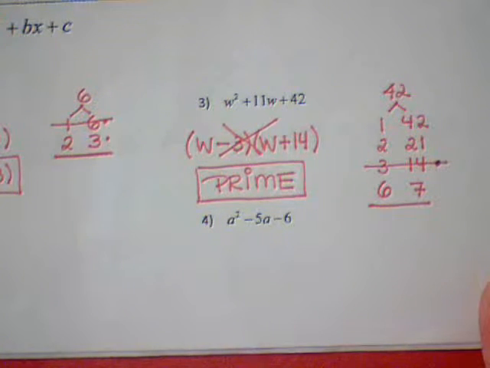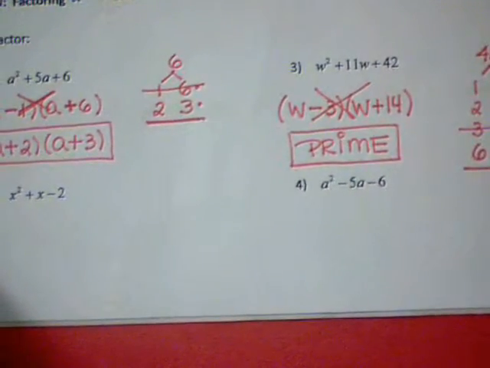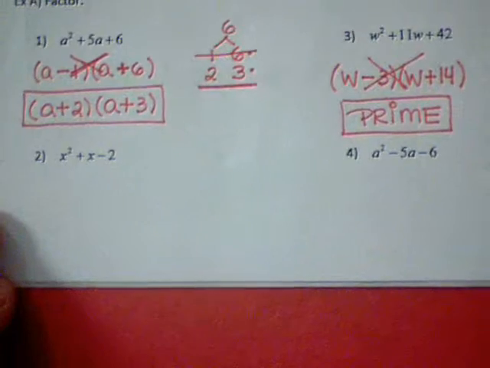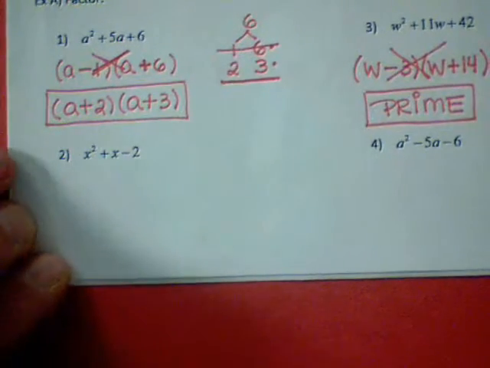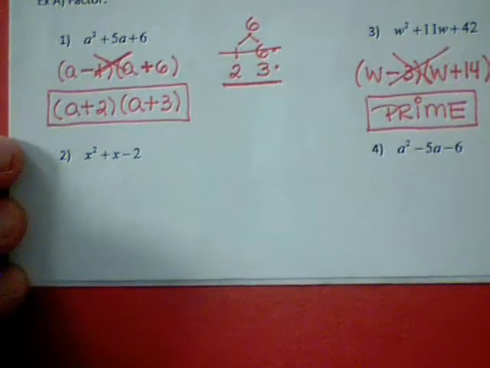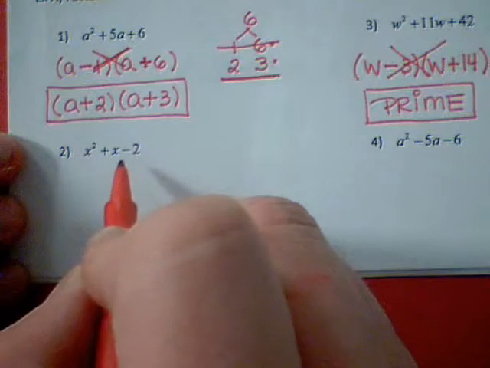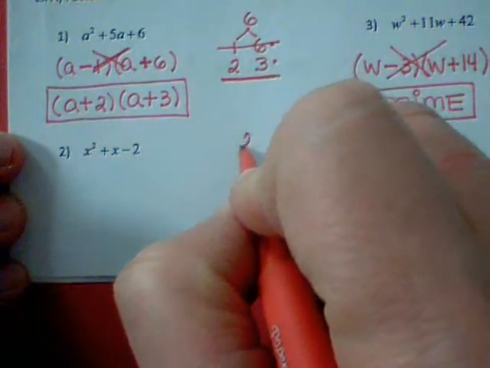Very well. Now let's go back to problem number 2 that we skipped. Remember, if I'm moving too fast, you can always stop the video and return it. You know, the power of technology. Okay, we have x squared plus x minus 2. We're going to write number 2 over here on the side.